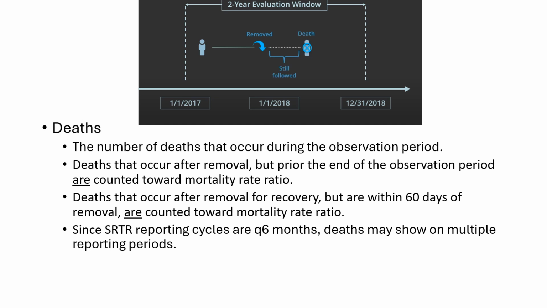Since we are talking about a new metric aimed at pre-transplant mortality rates, it is important to understand how deaths are calculated for the ratio. In the SRTR report, deaths represents the number of deaths that actually occurred during the observation period. It's also important to understand that deaths that occur after removal from the wait list, but prior to the end of the observation period, are counted toward the mortality rate ratio. Deaths that occur after removal for recovery, but are still within the 60-day follow-up period after removal, are counted towards the mortality rate ratio as well. Therefore, since SRTR reporting cycles are every 6 months, deaths may show up on multiple reporting periods.